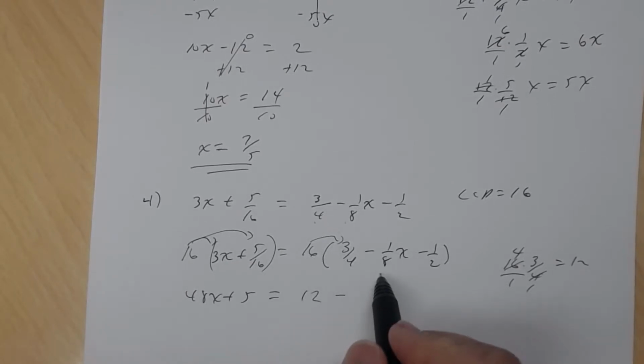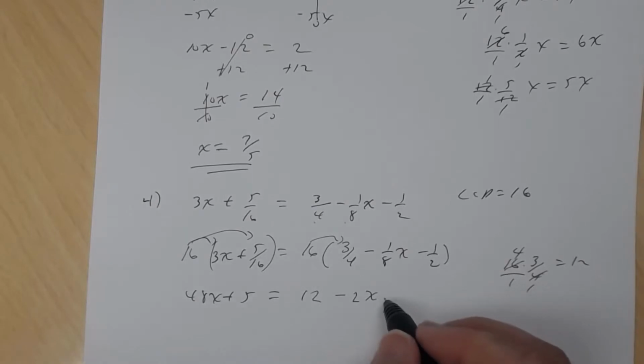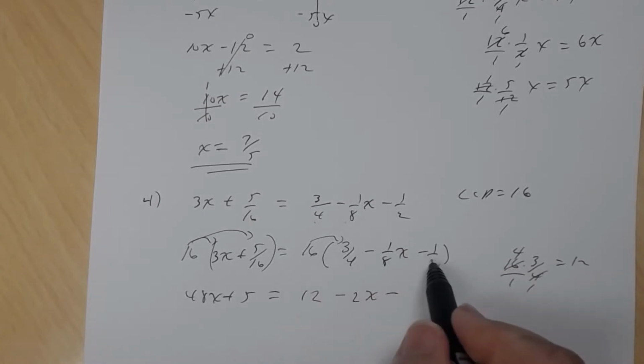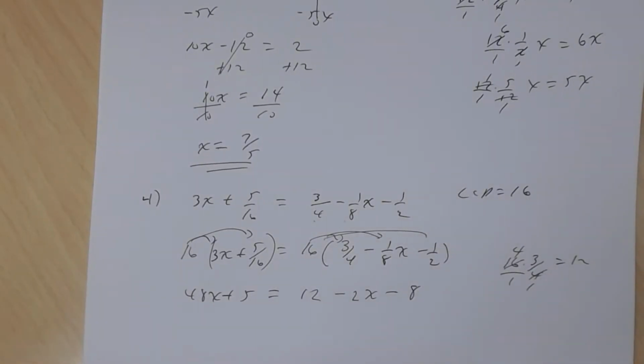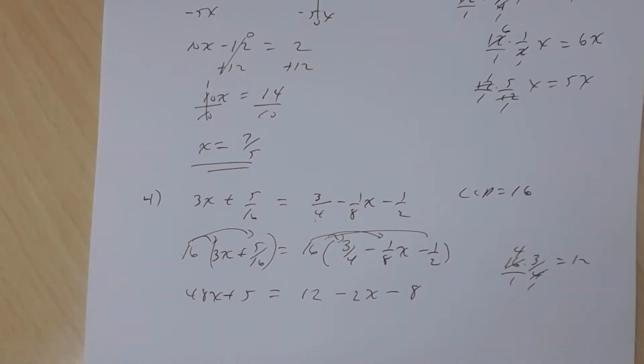So 16 times 3/4 is 12. Minus 16 times an eighth, that will be 2x. So 16 times an eighth x is 2x. Minus, and then 16 times a half. 16 times a half is 8. Okay, so that's where I'm at. Okay, so I've cleared the fractions.